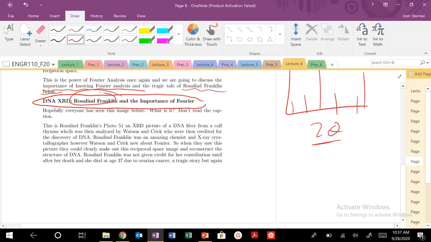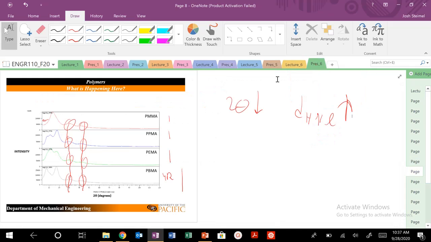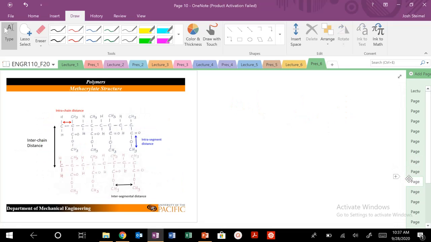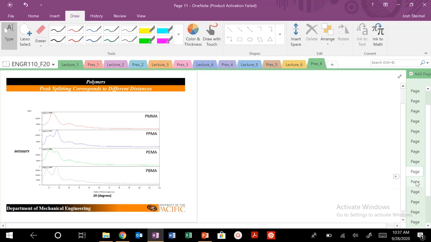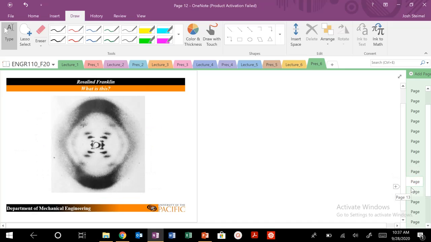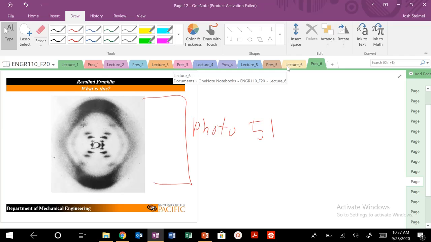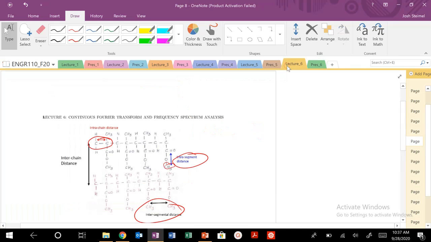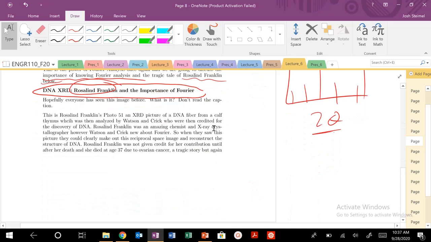So hopefully people have seen the following image before. What image is this? This is actually Photo 51, a very famous image. It's basically the first XRD diffraction pattern of DNA, and this was taken by Rosalind Franklin. Photo 51 is of a DNA fiber from a calf thymus.